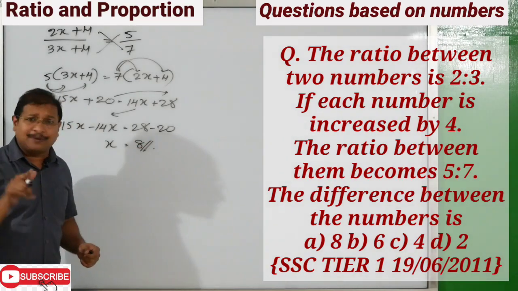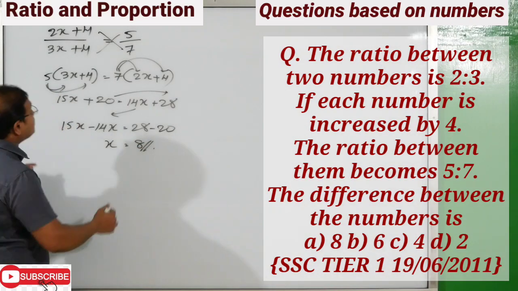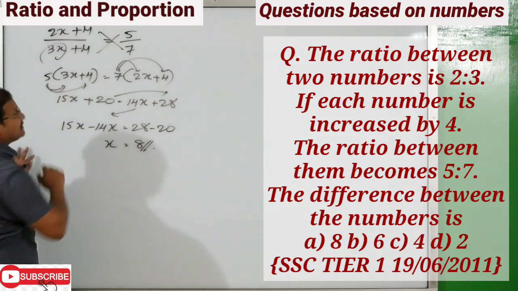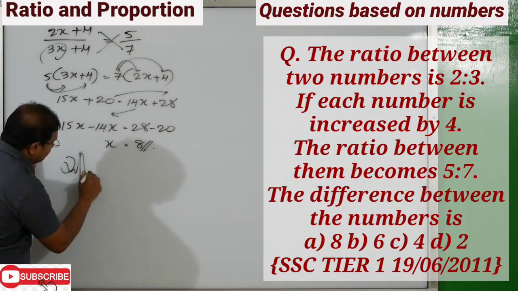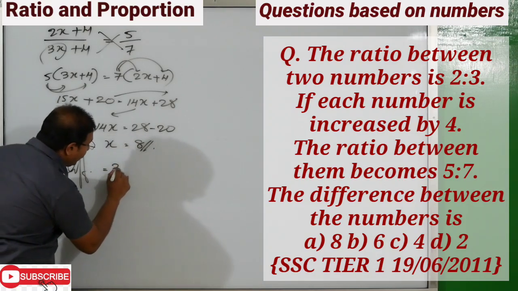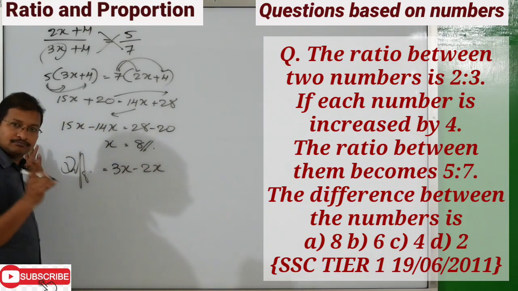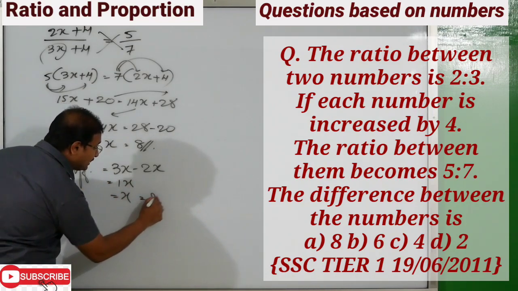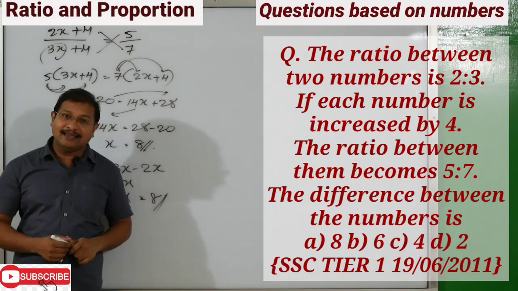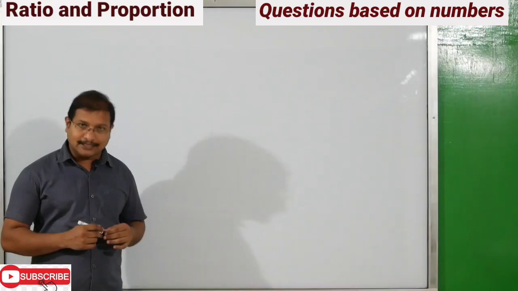Now we want the difference between the numbers. The numbers are 2x and 3x, so the difference of the numbers means 3x minus 2x. Ready? 3x minus 2x means 1x. That means x. X means 8. That means the correct option is A, that is 8. Ready? Let's see the next question.